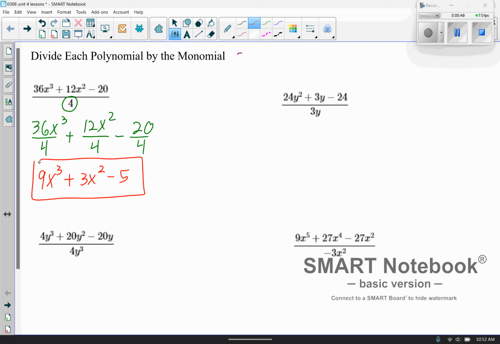On the next one, it gets a little bit more interesting because we're going to divide everything by 3y. So let's see what we have going on here. So 24y squared divided by 3y, then 3y divided by 3y, and then minus 24 divided by 3y. So we're going to have to remember our properties of exponents here.